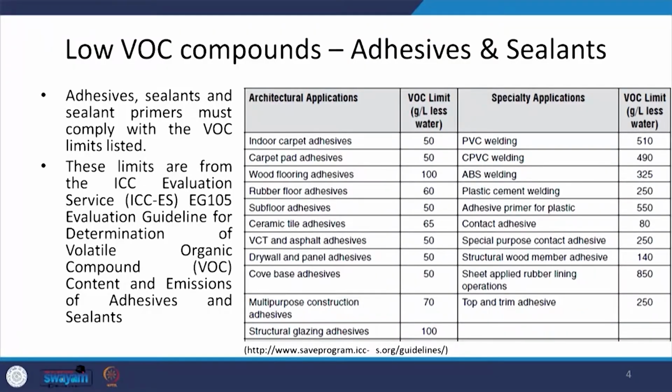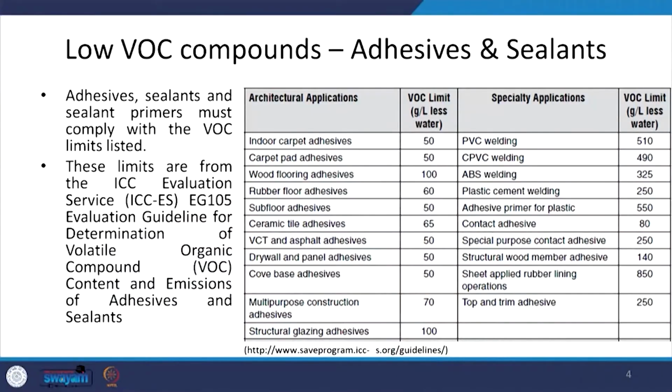So how do we decide which compounds should be used and what the VOC limits are for different types of materials? There are different agencies and organizations across the world. The one whose data is commonly used is called ICC Evaluation Service, ICC-ES, and they publish the guidelines or the values for the cutoff limits of VOC compounds for different materials.